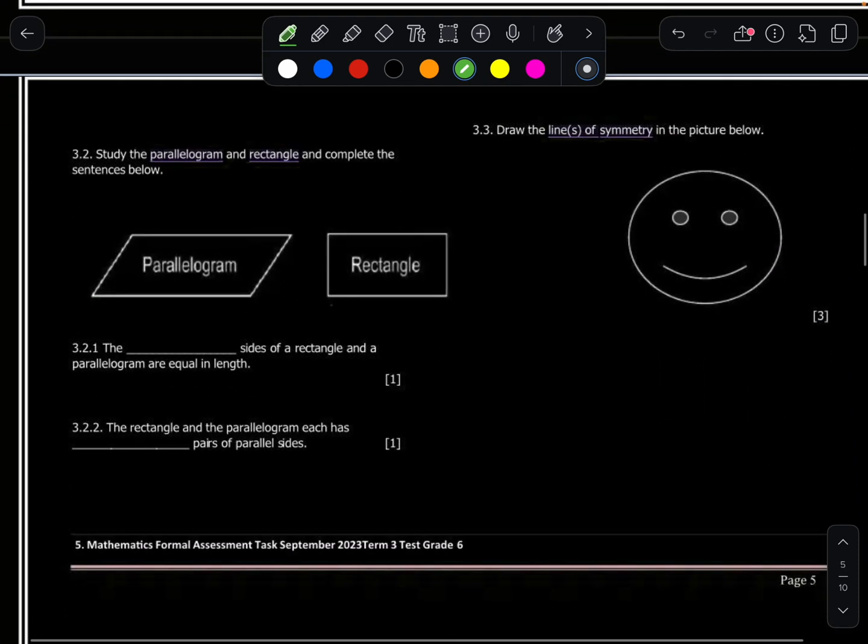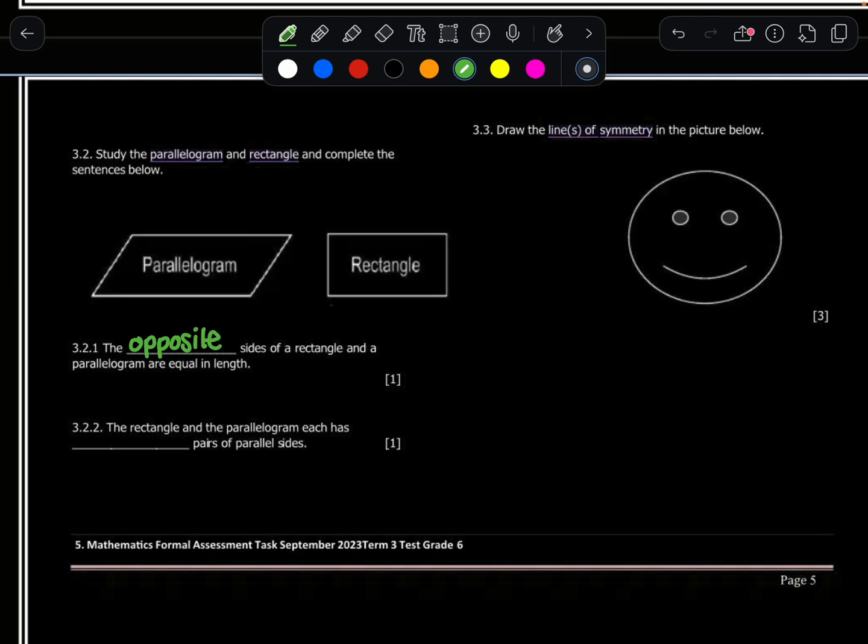Question 3.2. Study the parallelogram and the rectangle and complete the sentences below. The something sides of a rectangle and a parallelogram are equal in length. So it is the opposite sides. So what you can see is here, this side is opposite. This side is opposite to this side, and they are equal in length.